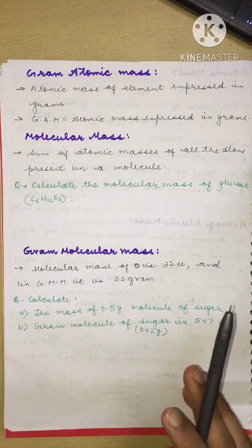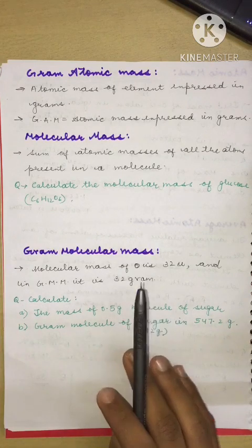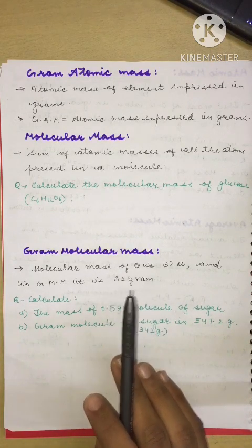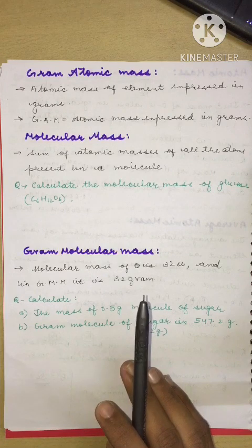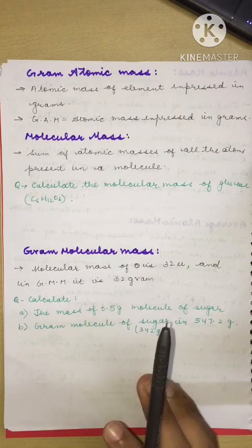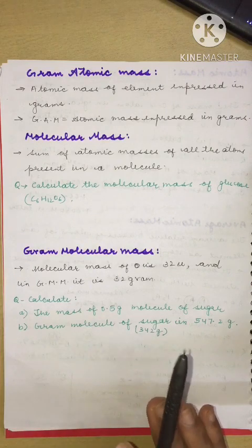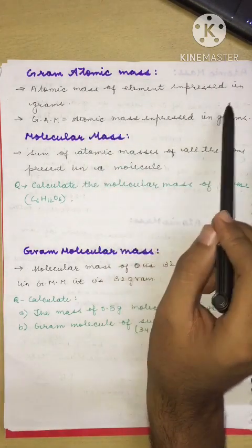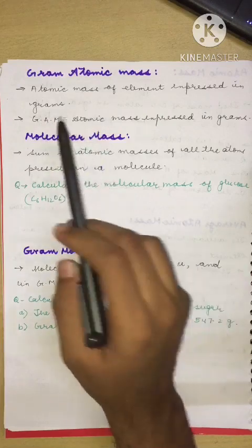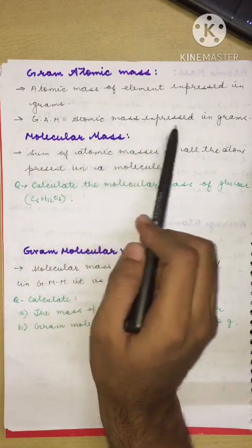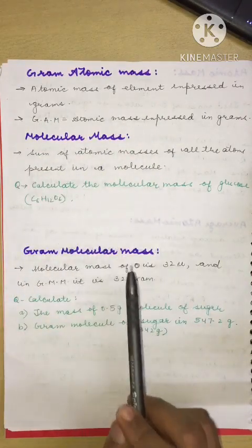This is a very simple concept. It just says that whatever mass of any atom that you write in daltons, change the unit to gram. As simple as that. So the atomic mass of an element expressed in grams is gram atomic mass. Second is gram molecular mass.